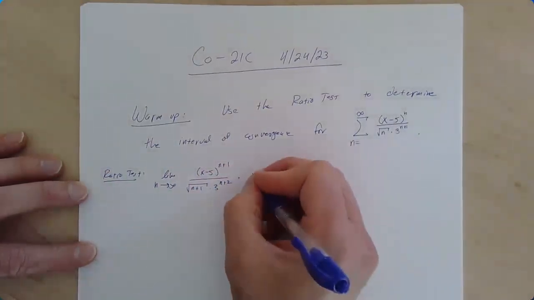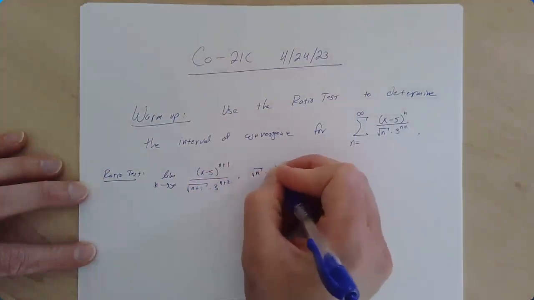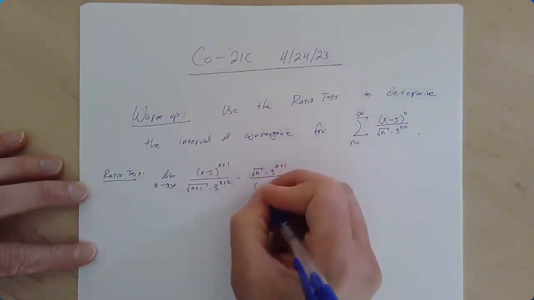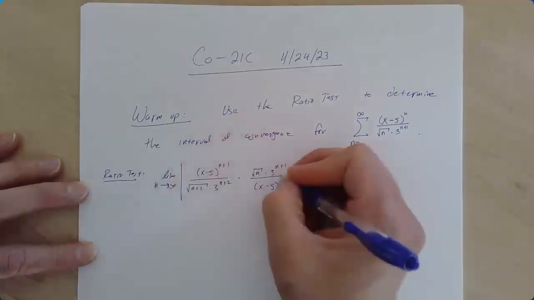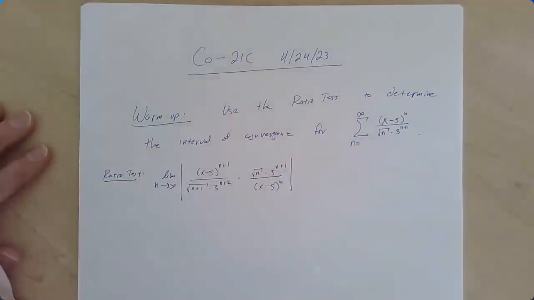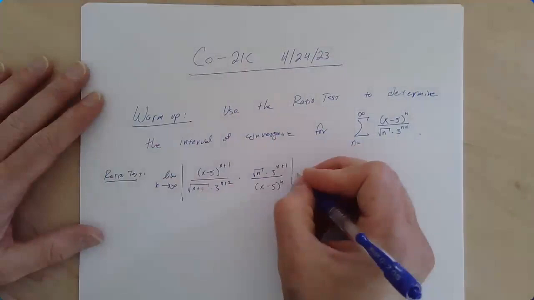So we have the square root of n times 3 to the n plus 1 over (x minus 5) to the n. And we do definitely need the absolute values around all of this. And then it's just a game of grouping the like terms. I think you can show not a lot of work here, but I would probably show the following work.